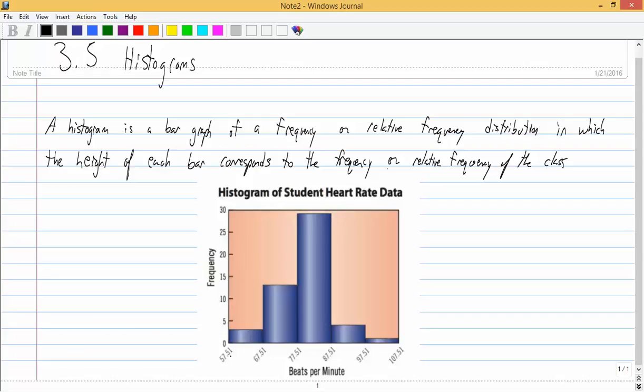And so you can see here at the bottom we have the classes, and then on the side here we have the frequency. And notice there's no gap in between the bars. And it goes as high as the frequency from the class, of course. Just an easy way to represent data. All right, so that's a histogram.